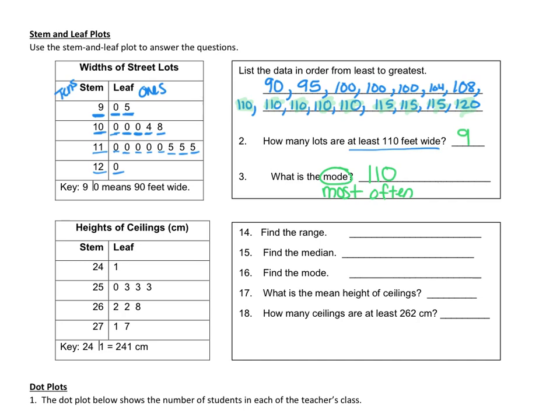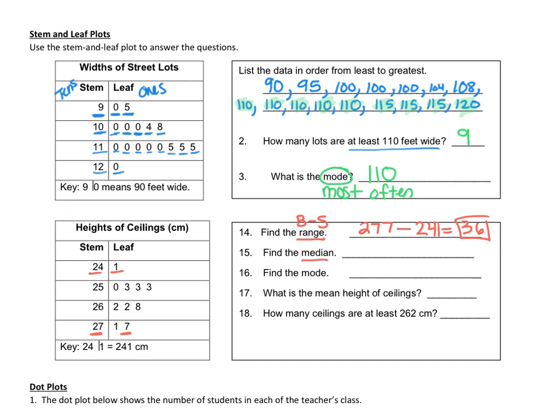All right. This next stem and leaf plot is similar, but now we're asking a few different questions. So it's going to ask about the range. Your range is always your biggest minus your smallest, or your greatest minus your least. So my biggest ceiling height is 277. My smallest one is 241. So that means my range would be 36.